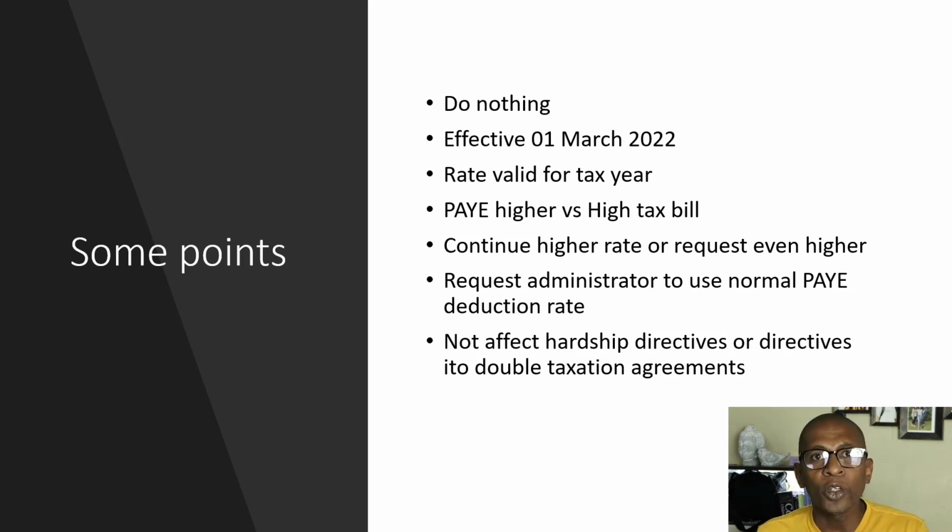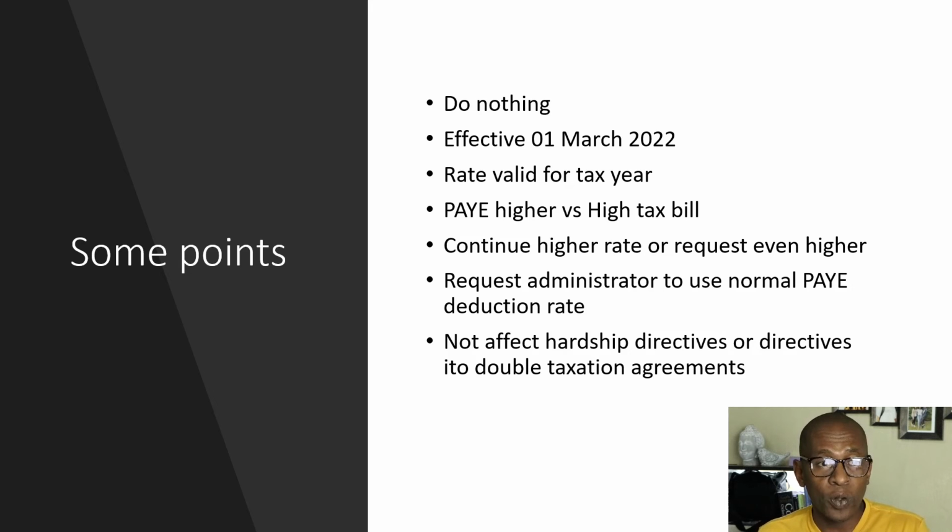Obviously, this has some issues, especially for liquidity. It's all well and good to collect that higher rate via PAYE, but it could mean issues for some of the pensioners, because this is the annuity that they were actually living off. So liquidity could be an issue. You could always continue with the higher rate, like I said, or request an even higher rate in order to buffer for your tax.